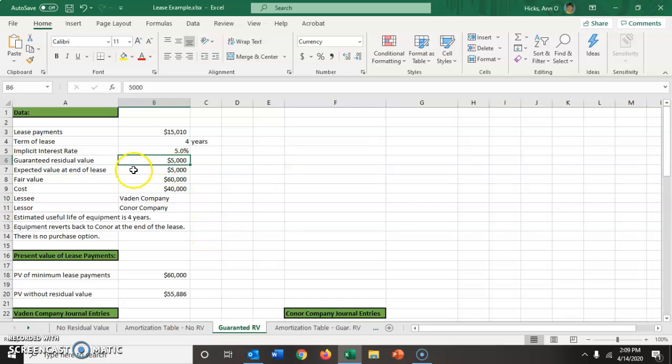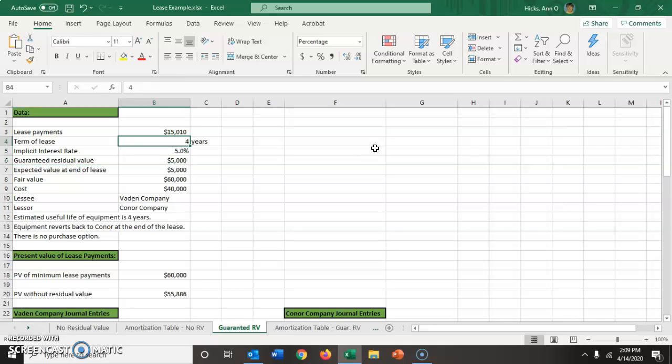One is that there is a residual value. At the end of the 4-year lease term, it is assumed that the piece of equipment will have a value of $5,000, and that will be guaranteed by Vaden Company. So what that basically means is that at the end of the 4 years, they will guarantee that the value that Connor receives back is $5,000, which means if the equipment is worth that, that's all fine and good. If it isn't, Vaden would have to make up the difference.